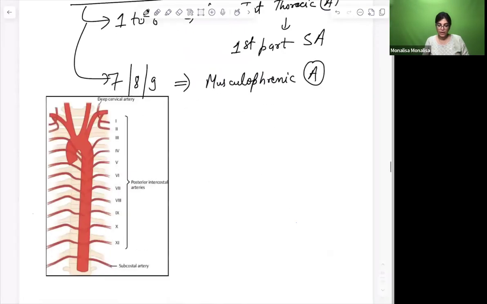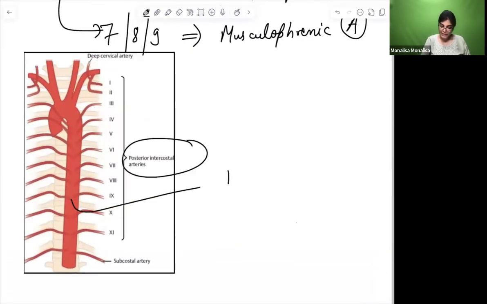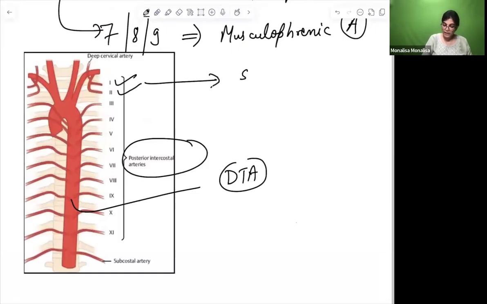Okay, dear. Now, this is an image where you can see posterior intercostal arteries are directly the branch of DTA. And first, second are the branches of superior intercostal arteries, which is the branch of costocervical trunk.